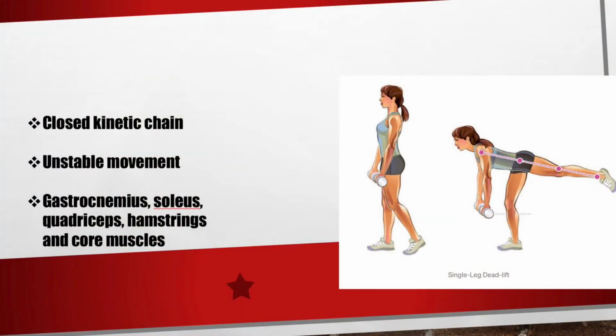A single leg deadlift is a closed kinetic chain as the distal limb is fixed to the floor. However, it is an unstable movement due to it being a single leg. The muscles working are the gastrocnemius, soleus, quadriceps, hamstring, as well as the core. To progress the movement, I would add more weight, and to regress it, I would use less weight or use a gliding board.